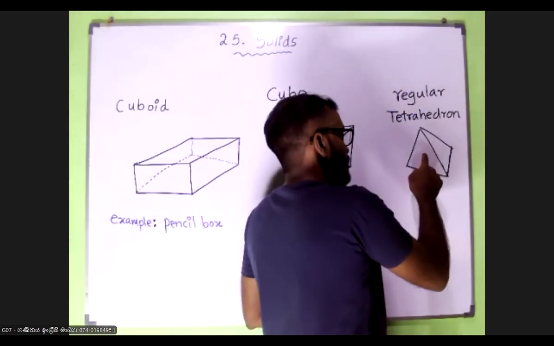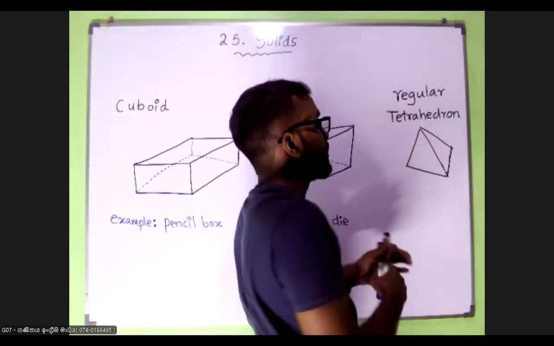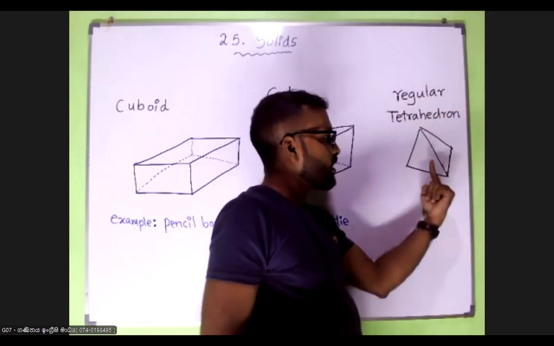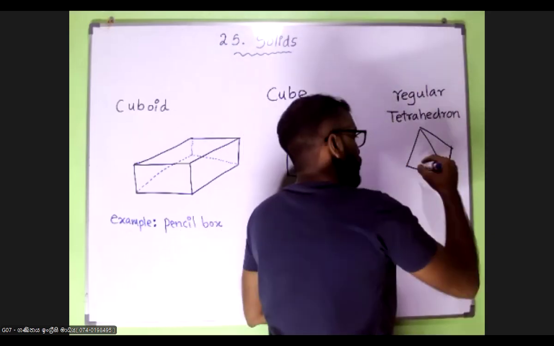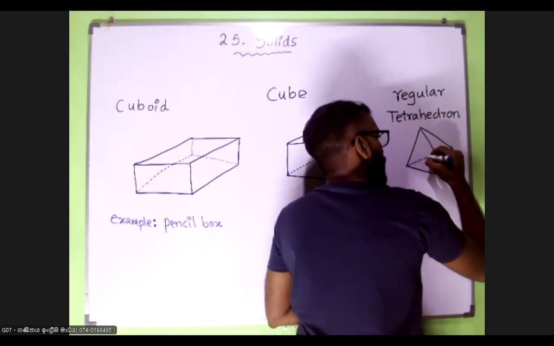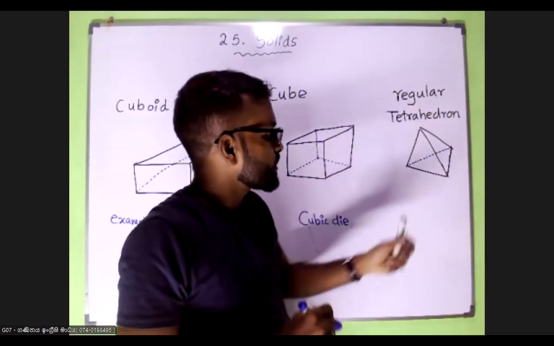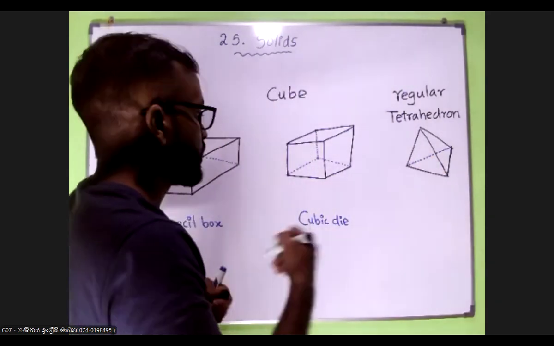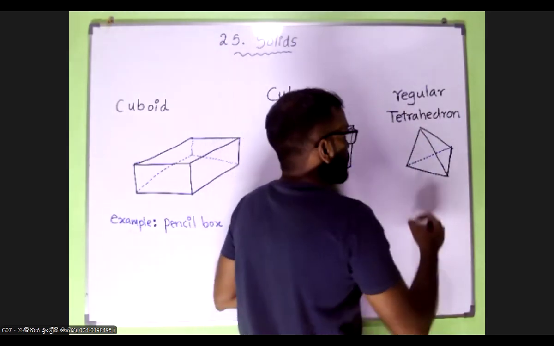So this is one side and this is the other side, and the other way around you have another side. And below you have another side. All the four faces are triangular. So for this one, I can show you again.